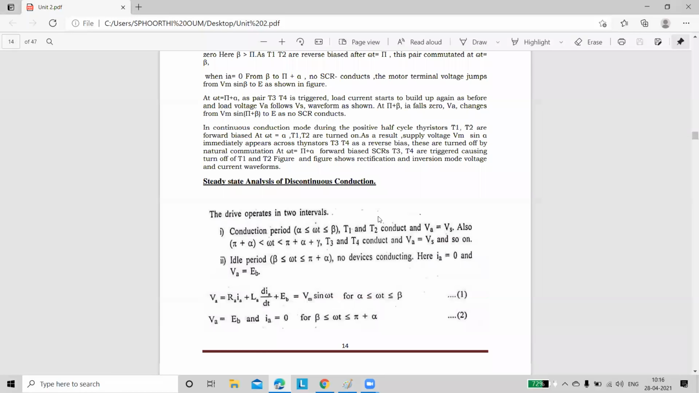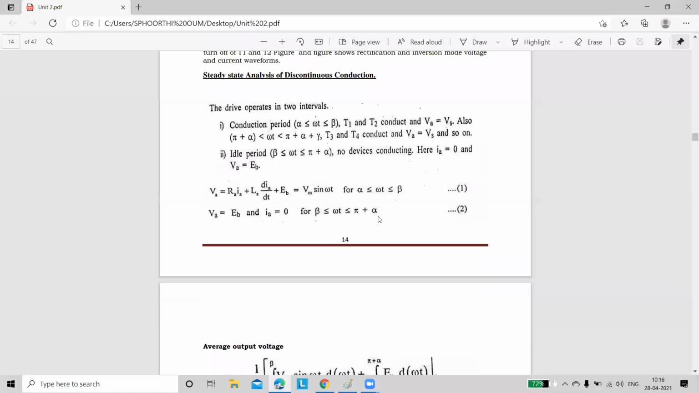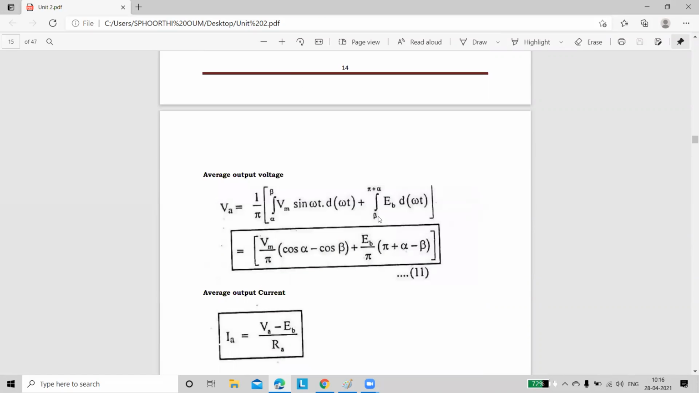Now we are moving on to steady state analysis. In the last class, I think our class stopped here. Why? Because you don't know the fundamental expressions. That's why we are lagging. And in the last class, I explained how we are getting VA. Can I explain again or can I move on? How are we getting this expression VA?